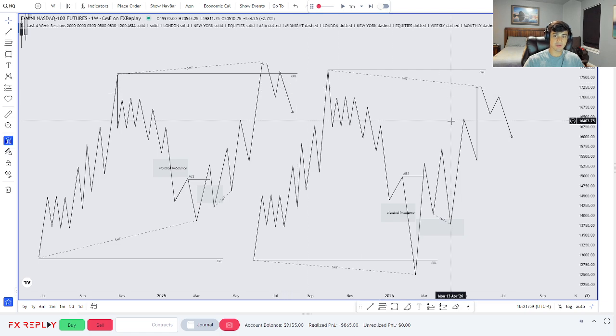And then how does this move end as well? Well, we see the same thing, right? One asset is going to run the external range liquidity while the other is not, creating an SMT divergence, a Kraken correlation, and that's going to start the next sell side of the curve because this buy model is complete. This buy model is now complete because one asset took the external range liquidity while the other did not, creating an SMT divergence.